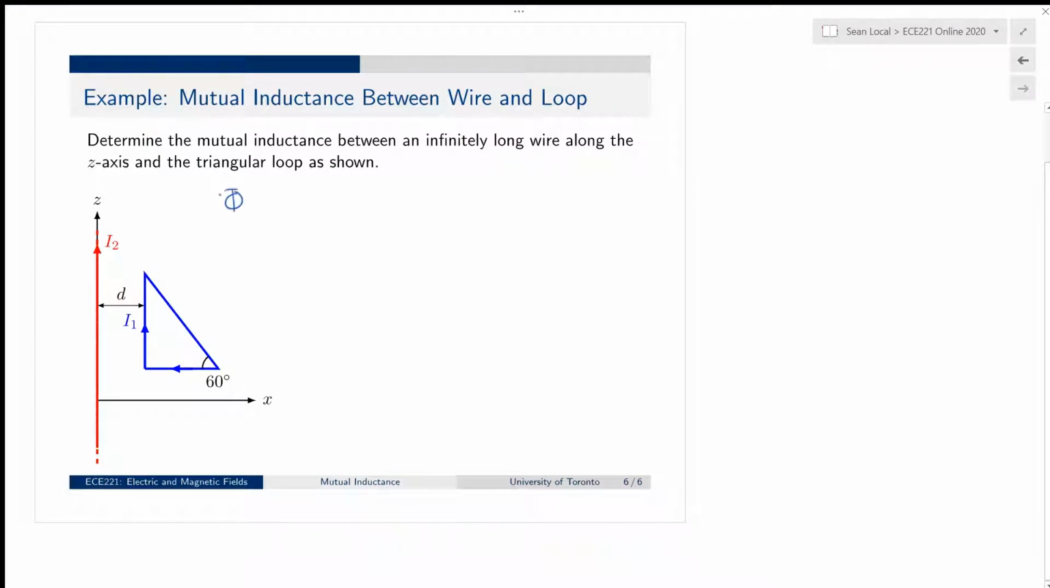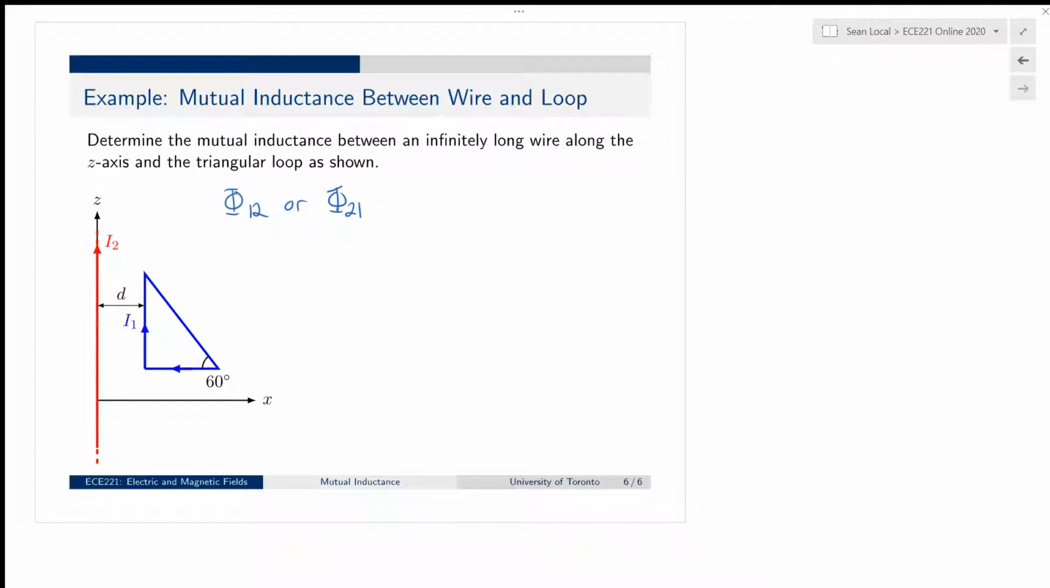We can calculate phi12, which is the flux produced by coil 1 and observed over coil 2, or we can find phi21, which is the flux produced over coil 1 by I2. And that's where reciprocity is very handy because we can choose, one of these is going to be easier to calculate than the other one.